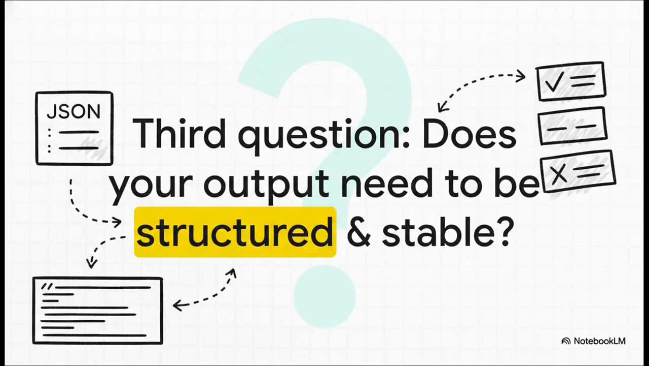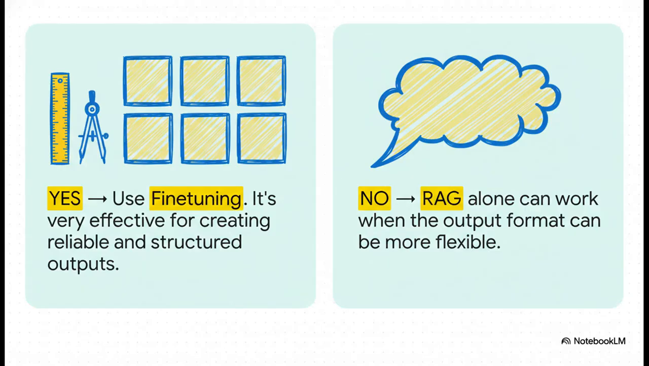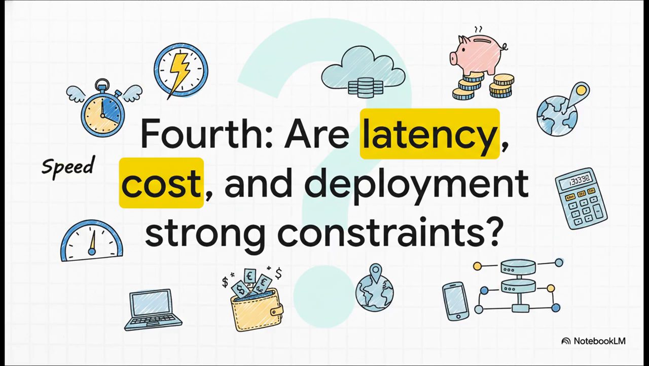Let's move on to question number 3. This time, we're talking about the output. Does it need to be in a very specific, very repeatable format? Maybe you need to fill out a JSON object, write code in a particular style, or categorize support tickets perfectly every time. And this is where fine-tuning just really, really shines. It is the absolute best tool for teaching a model a strict format or a specific procedure. If you just need a natural conversational answer and the structure isn't that important, then RAG all by itself is often perfectly fine.